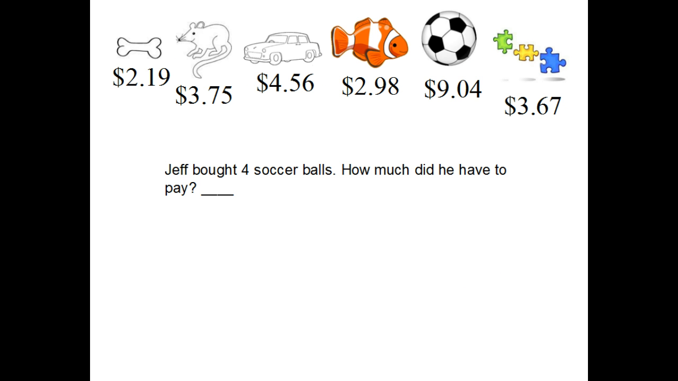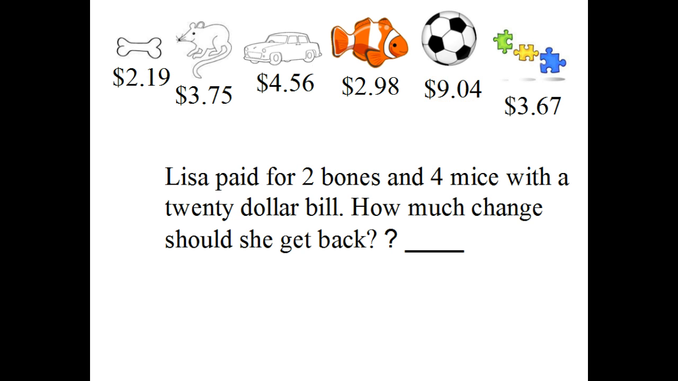Jeff bought 4 of the soccer balls. How much does he have to pay? Go find a price for the soccer balls. $9.04. And I'm buying 4 of them, so I'm multiplying. 4 times 4 is 16. 4 times 0 is 0 plus 1. 4 times 9 is 36. Put my decimal point in over 2 spots. It would cost $36.16.